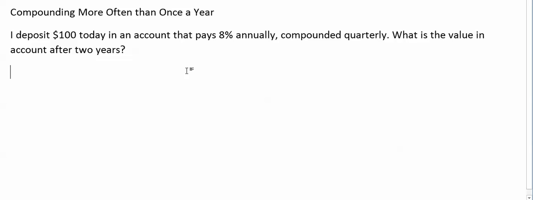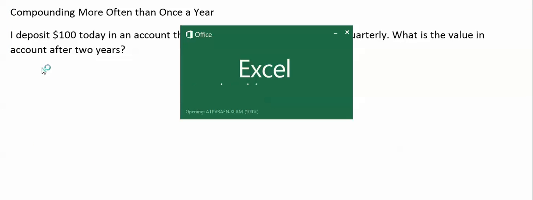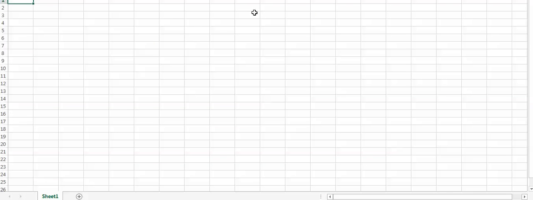I'm actually going to set this up in Excel because I can work it a little bit faster. You don't need Excel to calculate this answer, but it'll just be quicker for me to type it that way. Sorry, I didn't have this open and ready.